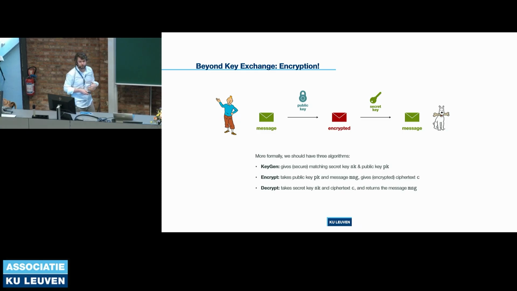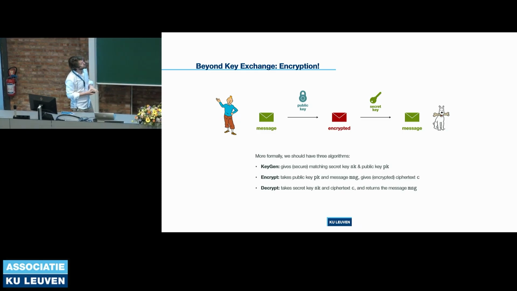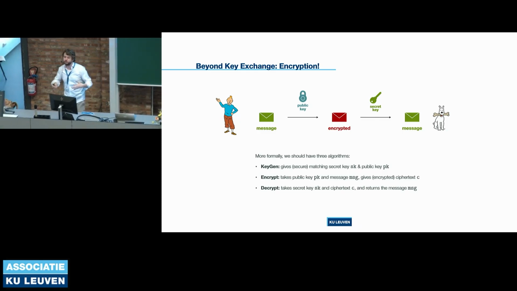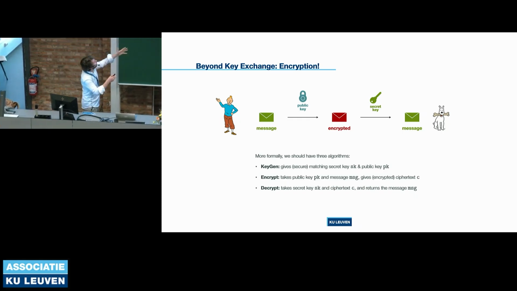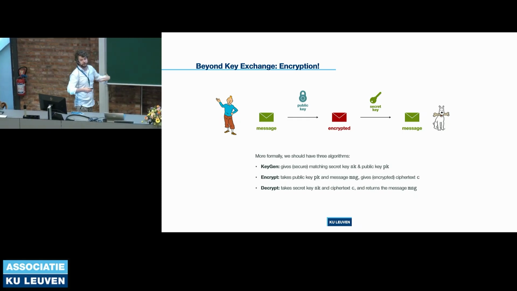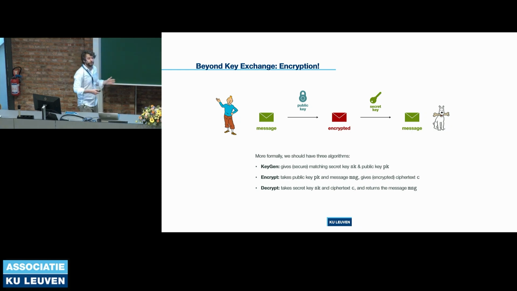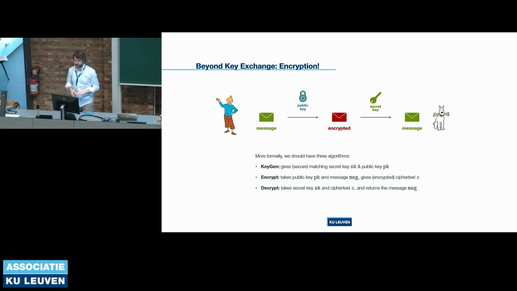The first one is what we call keygen. For keygen, you just say the security level that you want. I want 128 bits of security. And it gives you a secret key and a public key that match. The public key you can give to everybody that you want. The secret key, please keep it to yourself.